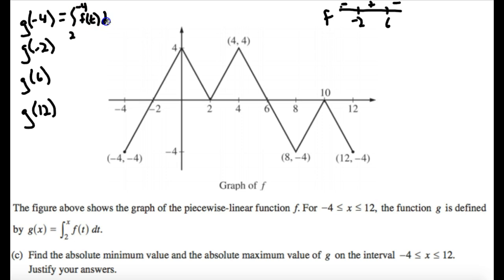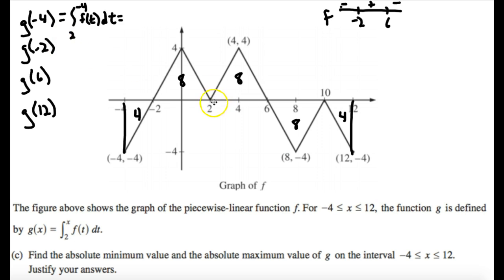f of t dt. Okay, so it might be a good idea to just find all of these areas here before we get started evaluating these. So here we've got a triangle with a base of 2, a height of 4, so 1/2 times 2 times 4 would be 4. Here, base of 4, height of 4, so 1/2 times 4 times 4 would be 8. Same thing here, 4 and 4 times 1/2 is 8. And here this would be 4.